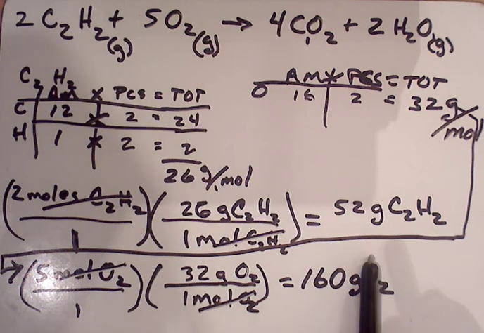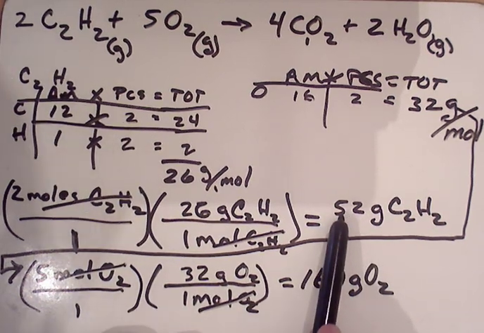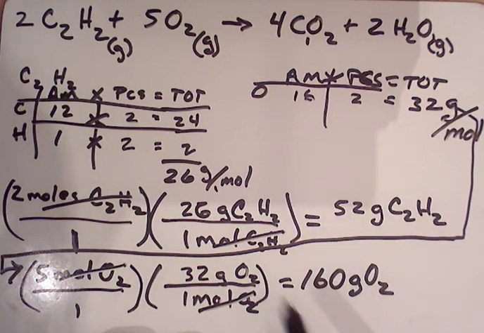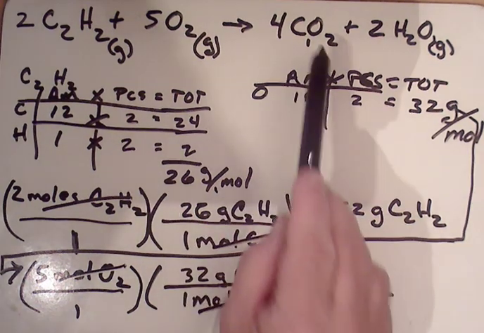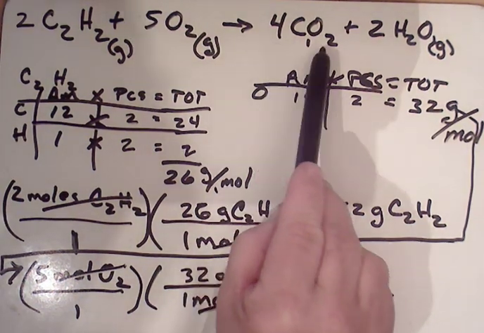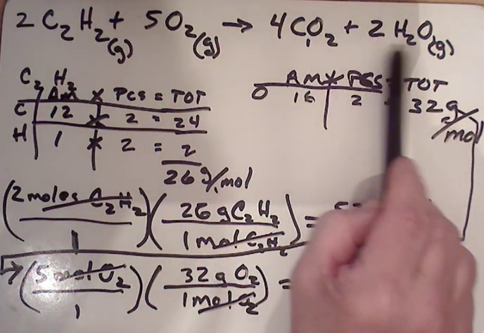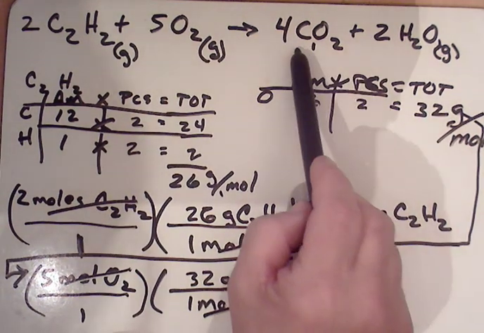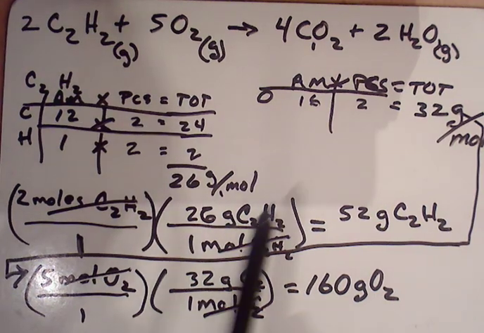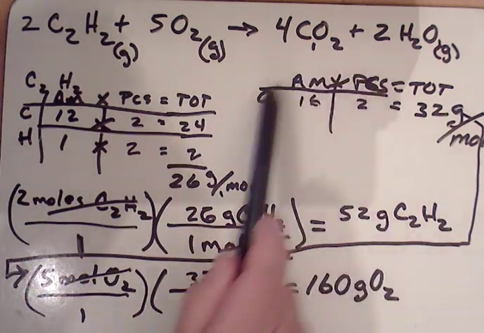That's what we would need to combine. We would need to combine 52 grams of C2H2 plus 160 grams of oxygen in order to make 4 moles of carbon dioxide and 2 moles of water. And I'm going to let you guys figure these two out, but by using the same process that I set up here.